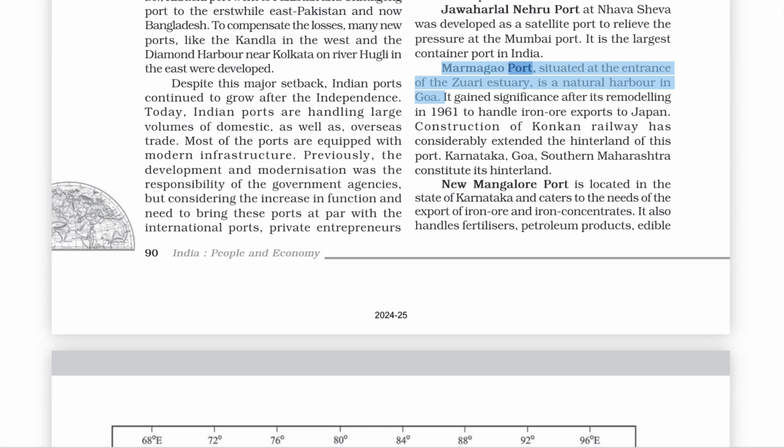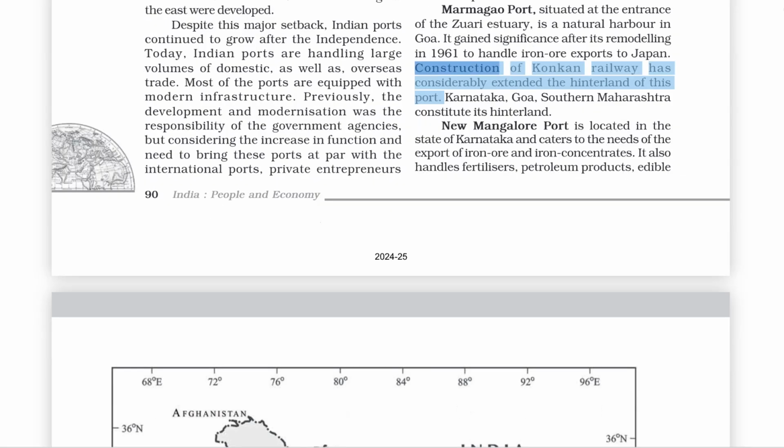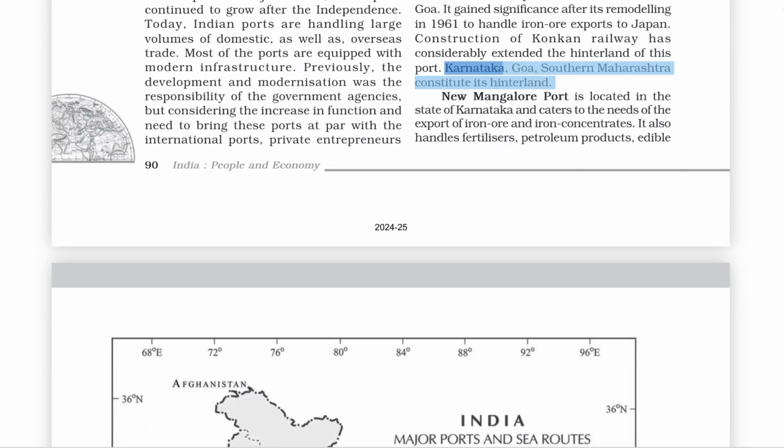Marmagao Port, situated at the entrance of the Zuari estuary, is a natural harbor in Goa. It gained significance after its remodeling in 1961 to handle iron ore exports to Japan. Construction of Konkan Railway has considerably extended the hinterland of this port. Karnataka, Goa, and southern Maharashtra constitute its hinterland.